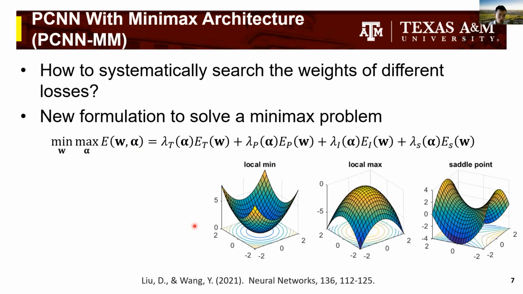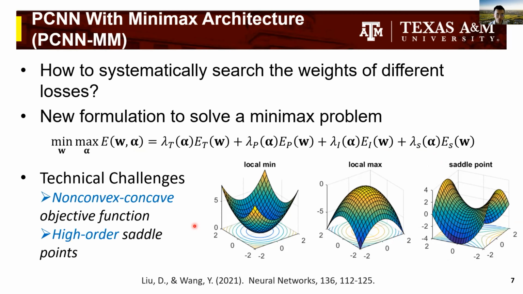And there are two research challenges here. One is that the objective function could be non-convex in this W subspace and concave in this alpha subspace. The second challenge is that we need to search for high order saddle points rather than the first order saddle point. The order here means the number of negative eigenvalues of the Hessian matrix of this objective function. When you have one negative eigenvalue of your Hessian matrix, you search for the first order saddle point.